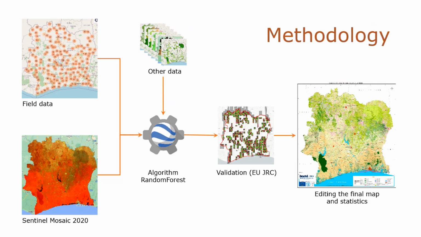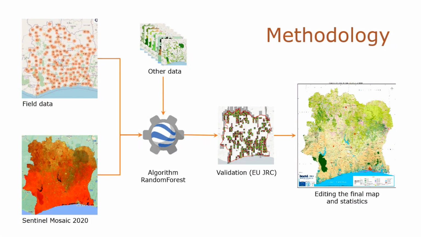So very briefly, this was the methodology. On one hand, there was the field data collected by 5 different teams, and then there was a mosaic taking the Sentinel data for 2020. All the data were pushed into Google Earth Engine to create an algorithm. At that stage, they input other data that we will see in more detail. And then there was the external validation, using very high resolution imagery by the JRC, as I mentioned before. There was a process of revision, a little bit of edition, and getting the final map.